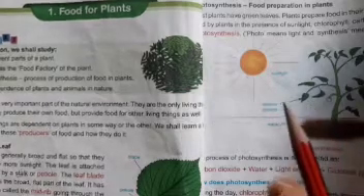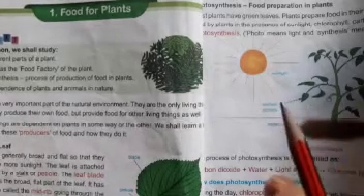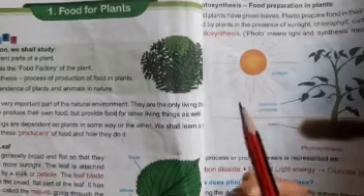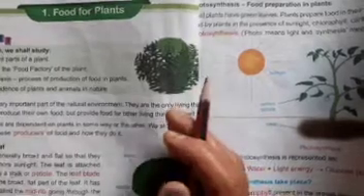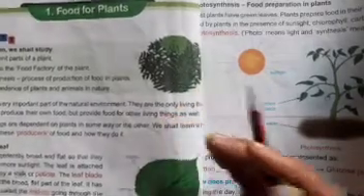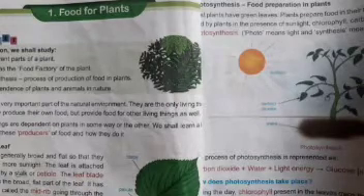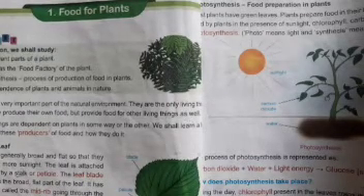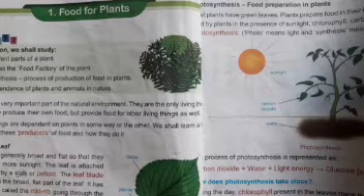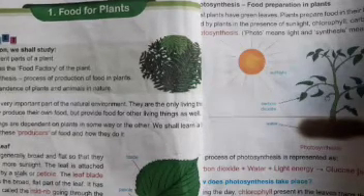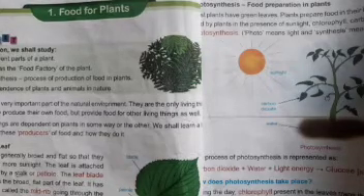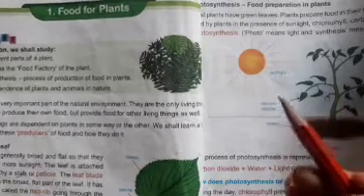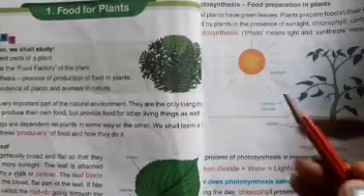Photosynthesis and interdependence of plants and animals in nature. Okay, kids? Now see, plants are a very important part of the natural environment. They are the only living things that not only produce their own food, they provide food for other living things as well.